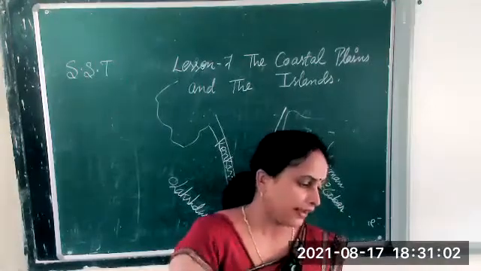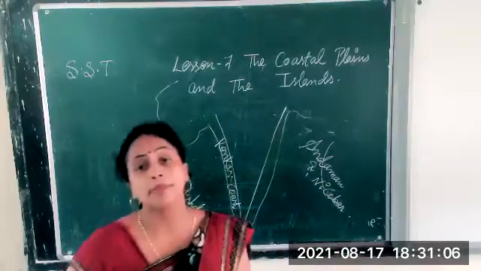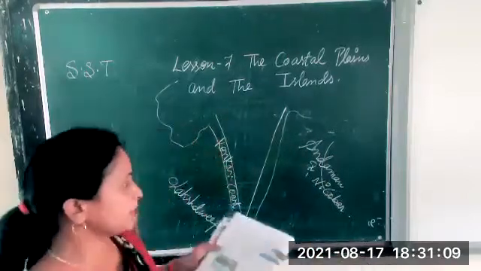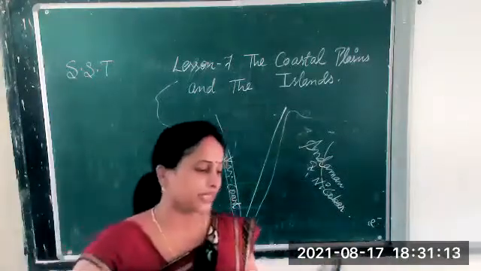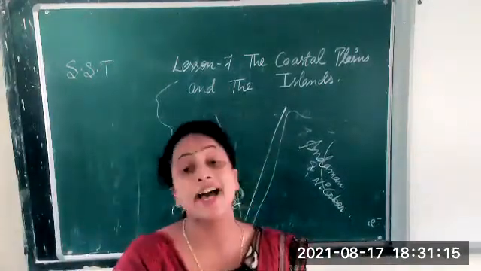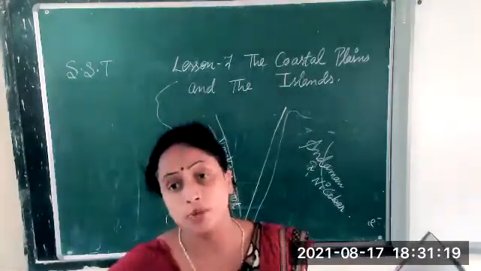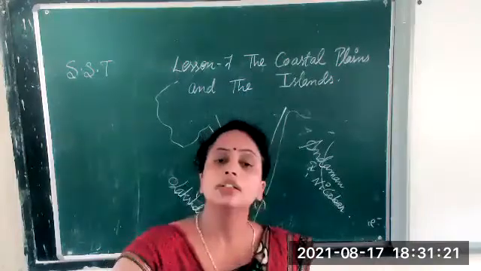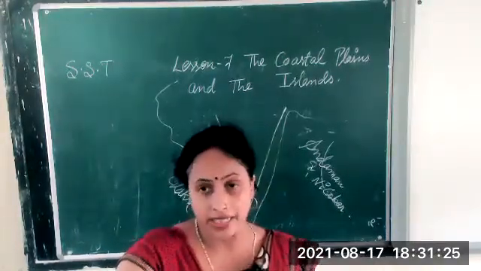Understand? And these are spread over 8,000 square kilometers in the Bay of Bengal. So how much area does it cover? The area covered by the Andaman and Nicobar Islands is 8,000 square kilometers.